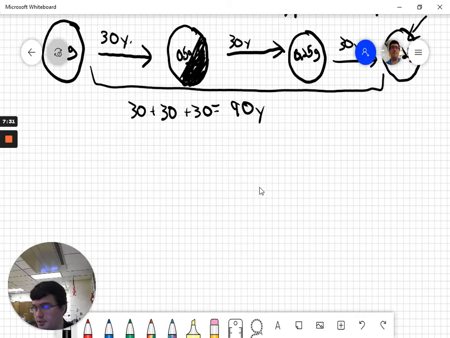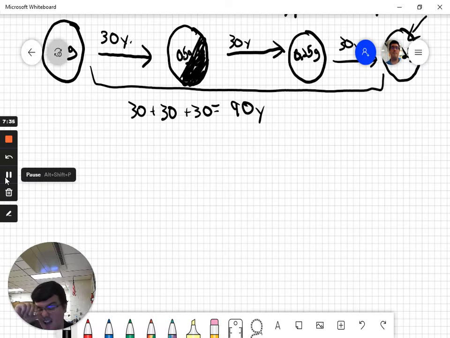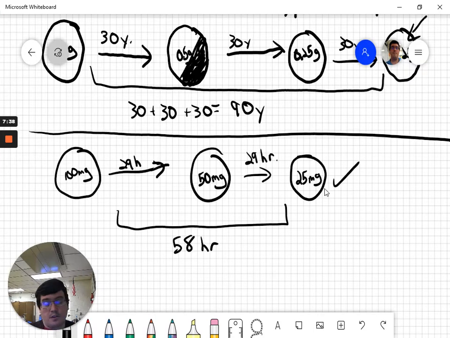If you do problem number 2, go ahead and look at it and try to work it out. I'm going to work it out, and the answer is going to pop up here next. So the answer is 25 milligrams. If the half-life is 29 hours, it takes 2 half-lives to get up to 58 hours. 100 goes down to 50, and 50 goes down to 25. 25 milligrams is what we have left.